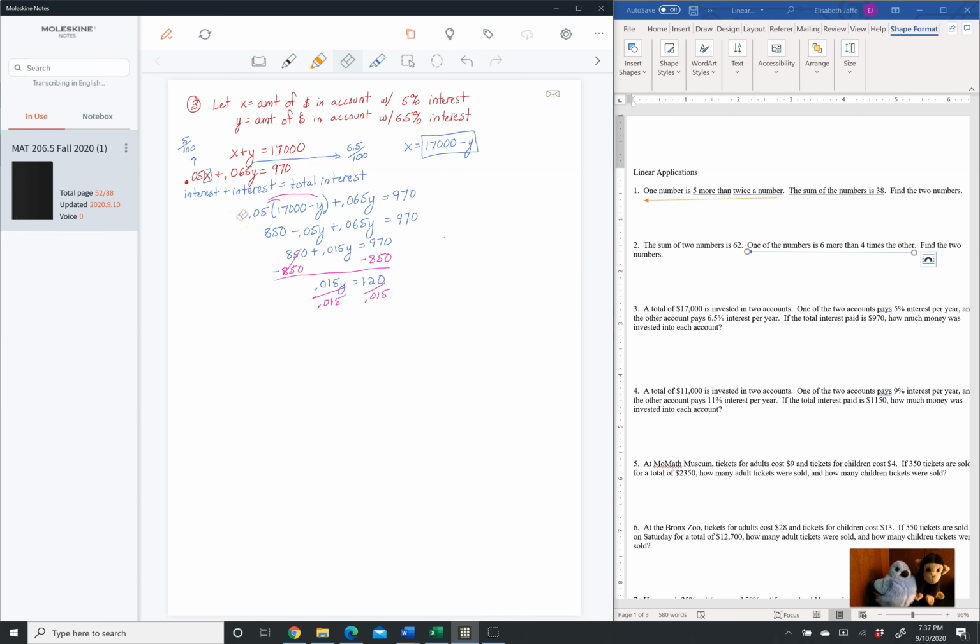If you did not convert your percentages to decimals correctly, you are going to get some crazy number. So you might get something like 0.08 or something like 800,000. You know that that's unreasonable because the total amount of money invested is 17,000. So you can't get that in one account you put 800,000. It doesn't make sense, okay?